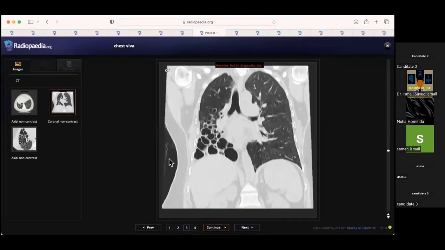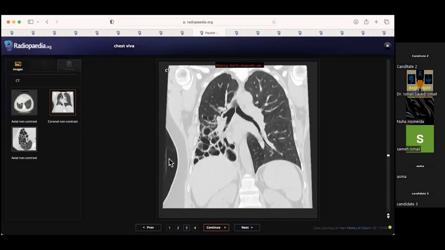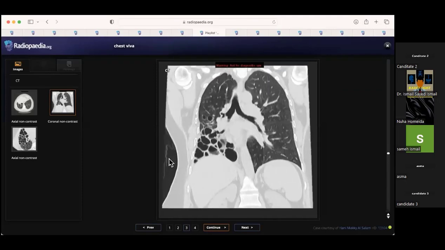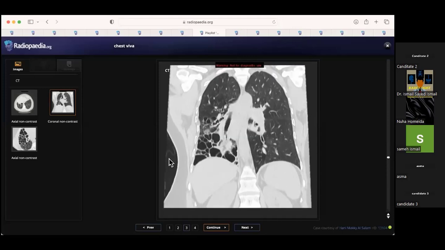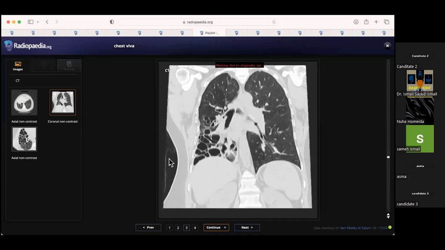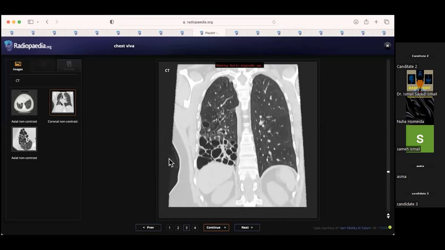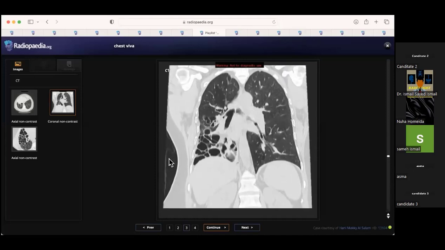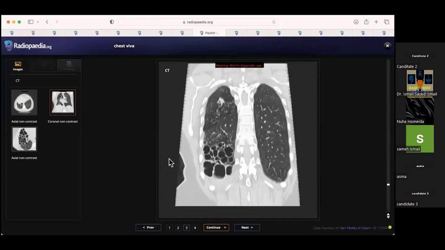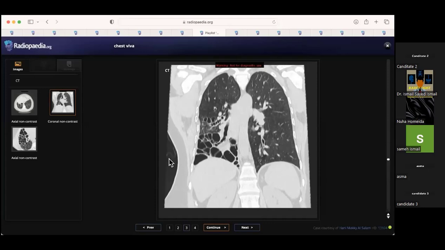So again, it is confined to only the right lung, the middle and lower lung lobes, and to a lesser extent the upper lung lobe, with cystic bronchiectatic changes. So this could be related to a congenital process.